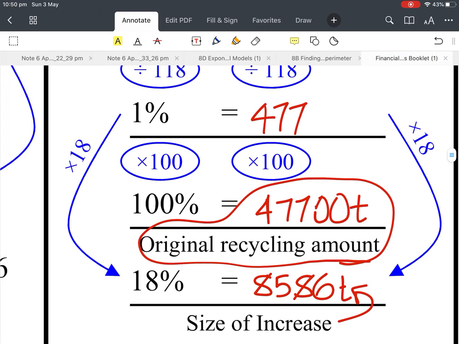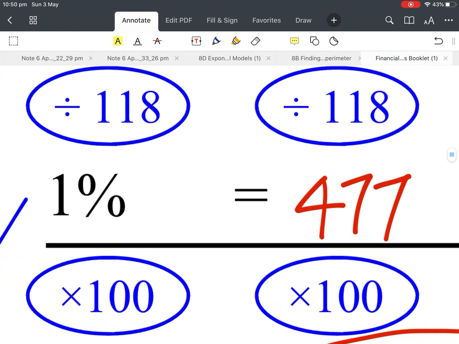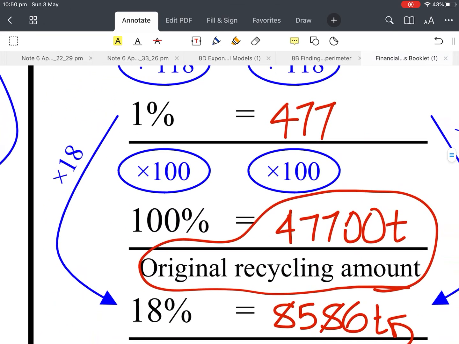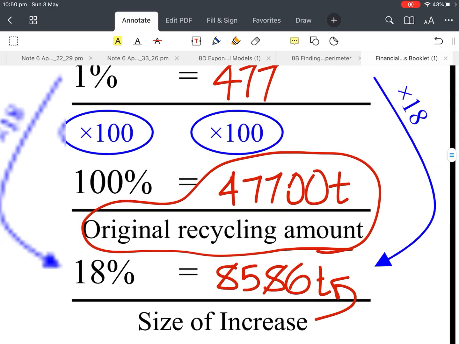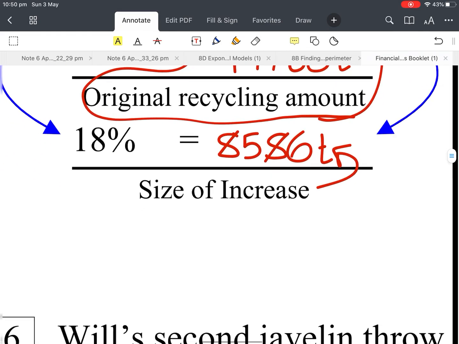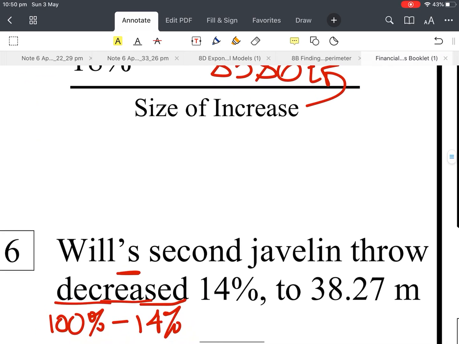And now down the bottom, they want to know what was the size of that 18%. So they're telling us to take our 1% from here and just multiply it by 18. So that's what I did. I took 477, I times it by 18, and I wrote my answer down there. That should be 8,586.